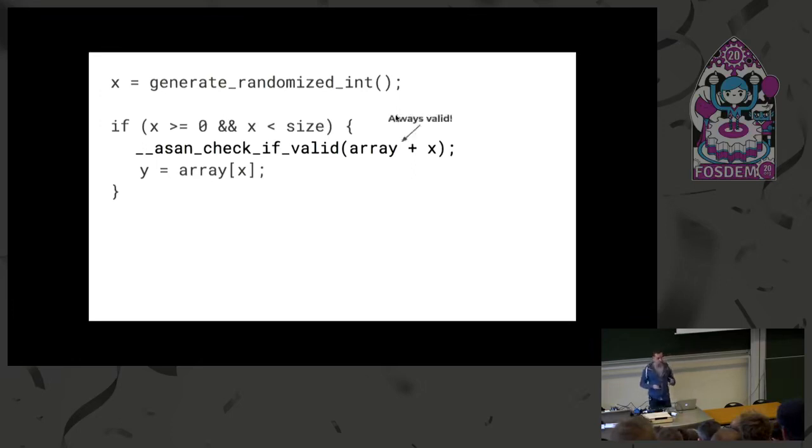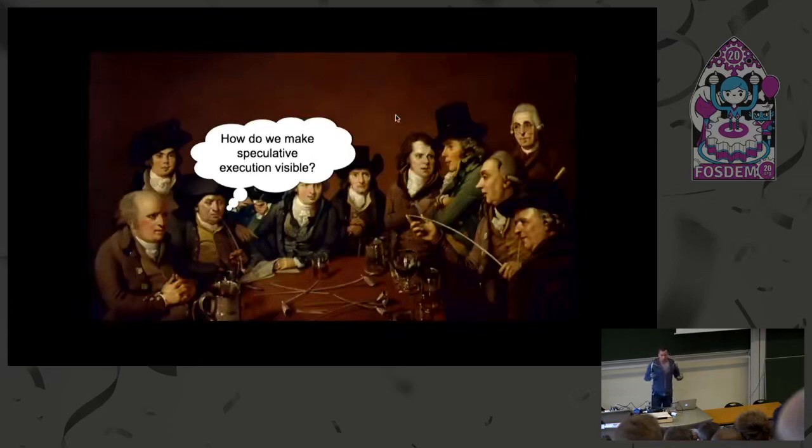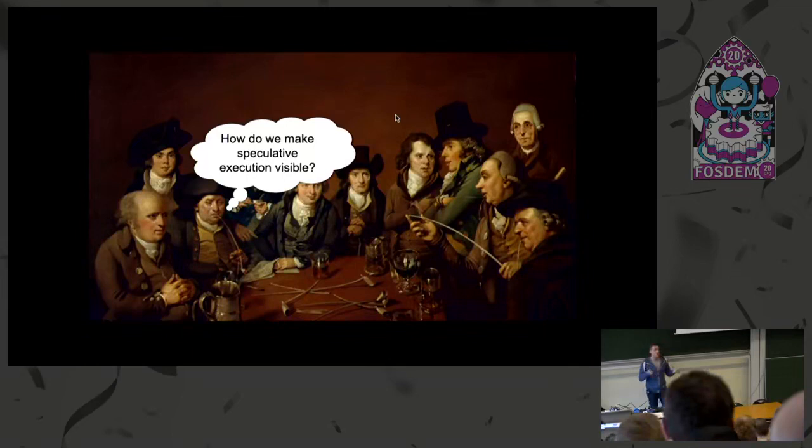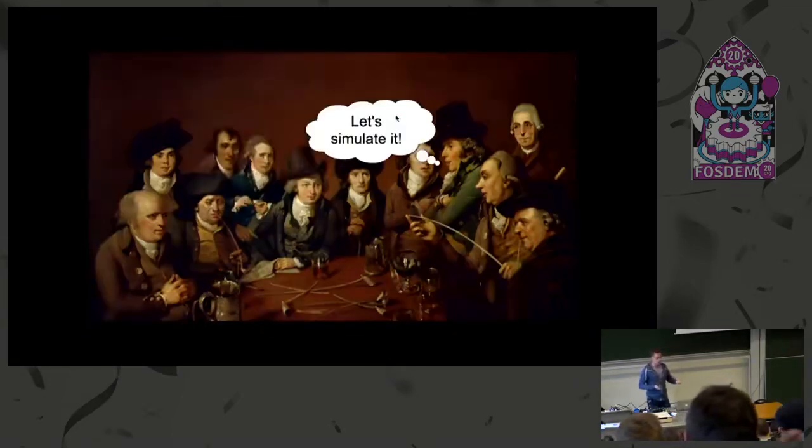However, the issue here is that even though this technique would detect memory safety violations, it will not detect Spectre. As I said before, Spectre, or speculative execution in general, is not visible to the software. So here, this check will always be valid, and AddressSanitizer will not detect anything. So now we ask ourselves, how do we make it visible? How do we make speculative execution, which is a hardware feature, visible to the software layer? How do we make any hardware feature visible to the software layer? Well, let's just simulate it.